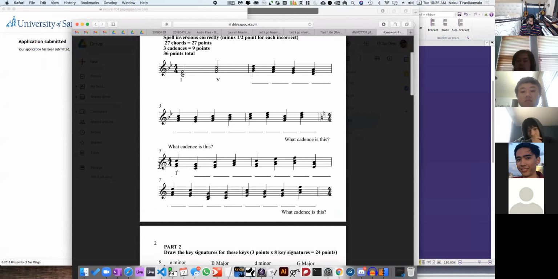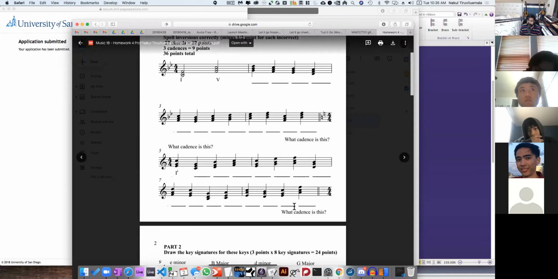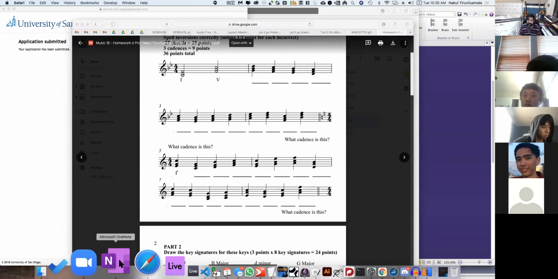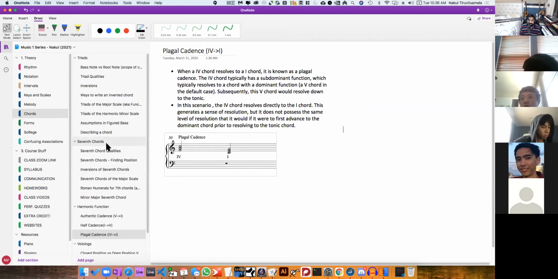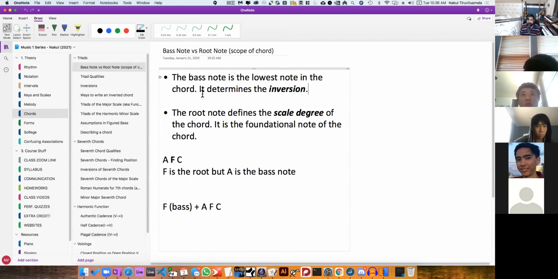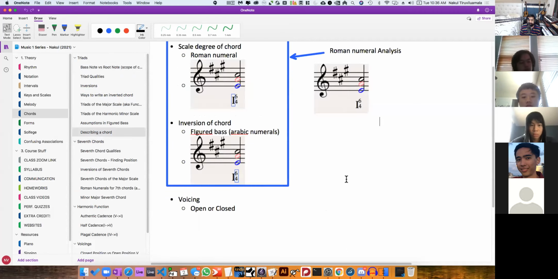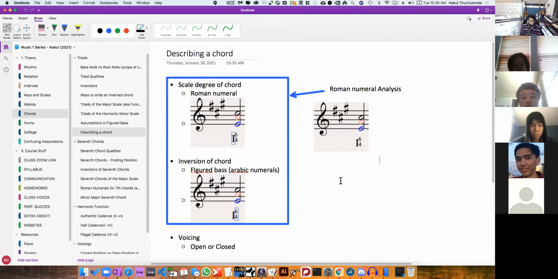Now, if we're in the key of C major, we have to construct Roman numeral analyses for all of these chords, right? We've talked about the idea, I'll bring it up one more time, that to figure out a Roman numeral analysis, you have to figure out the bass note and the root note of the chord. And to construct a Roman numeral analysis of a chord, you have to describe the chord in terms of the Roman numeral as well as the figured bass, right?